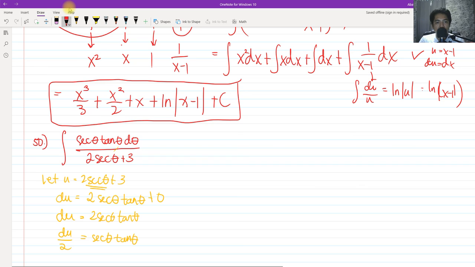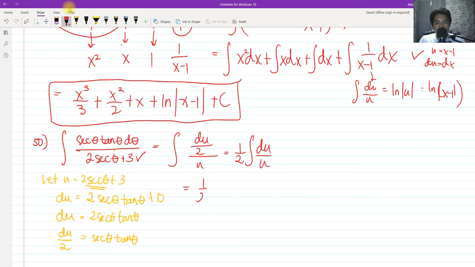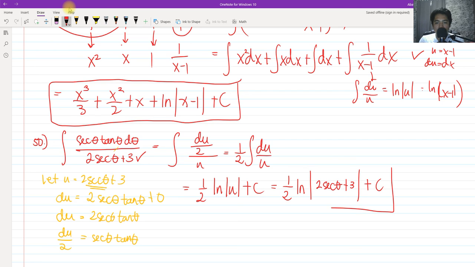So now I can perform the U substitution. We have du over 2 all over u, where u is 2 secant theta plus 3. So you have 1/2 integral of du all over u. In that case, we have 1/2 ln of the absolute value of u plus c. But u, we can substitute it back. So we have 1/2 ln of the absolute value of 2 secant theta plus 3 plus c. That would be our final answer for this problem.